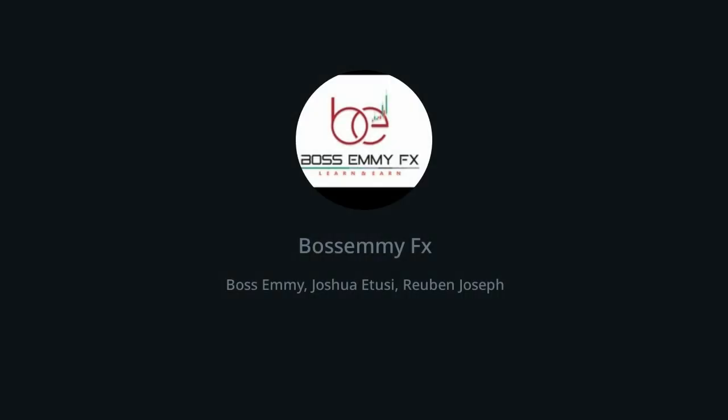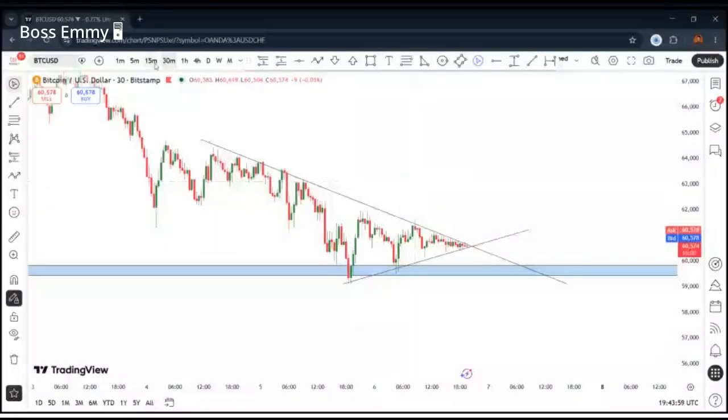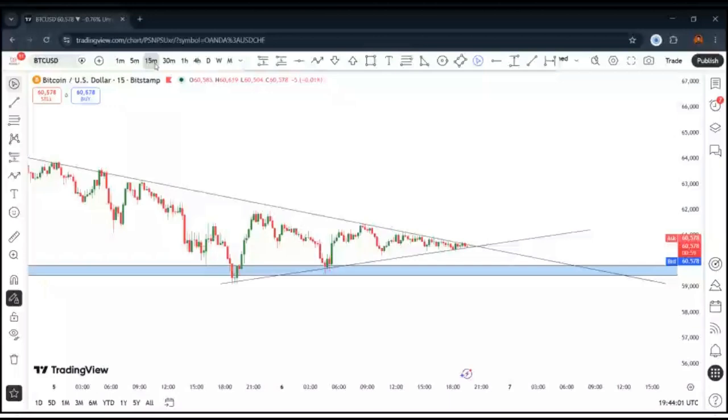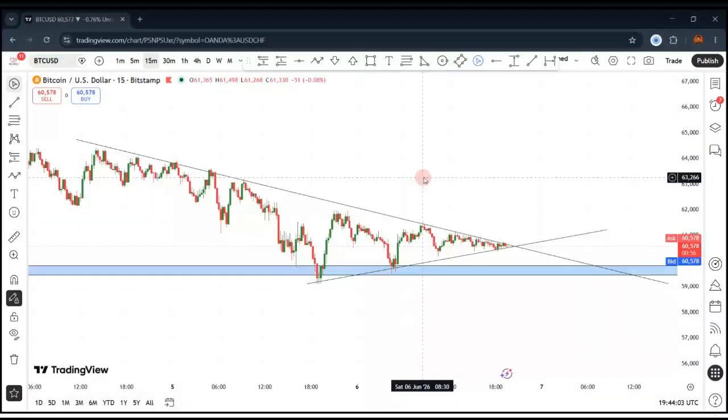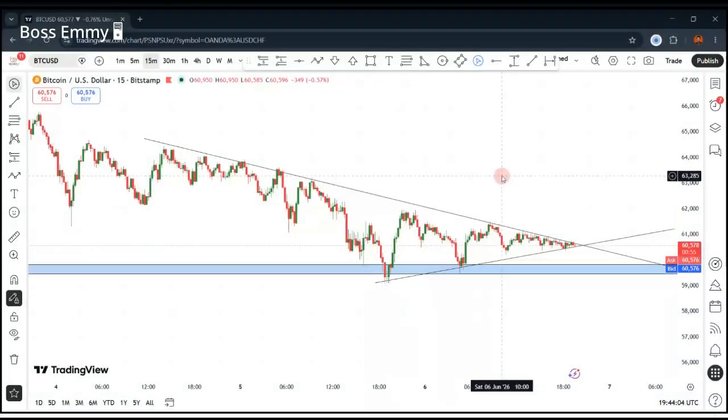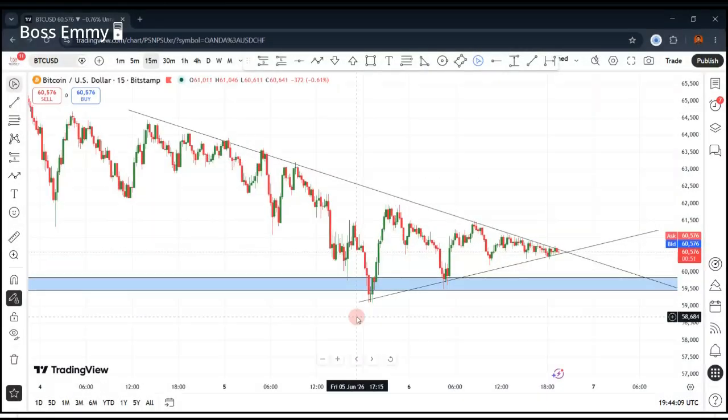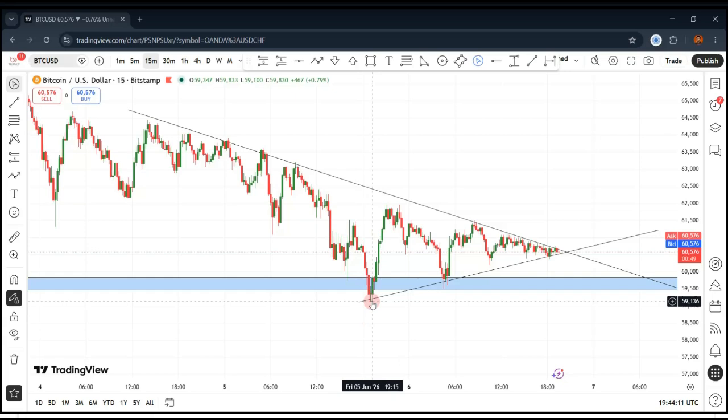So if you come to the 15-minute time frame, here you can see it better and clearly. You can see that we are not having higher highs and higher lows, but we're having higher low, higher low, higher low. And we are supposed to be having a lower low if the market is meant to be coming down.